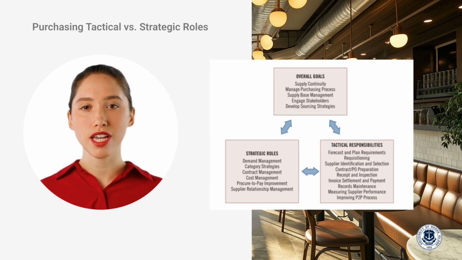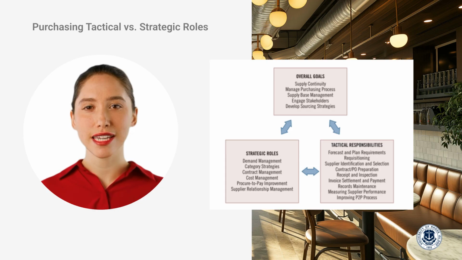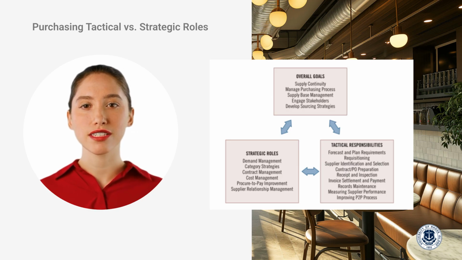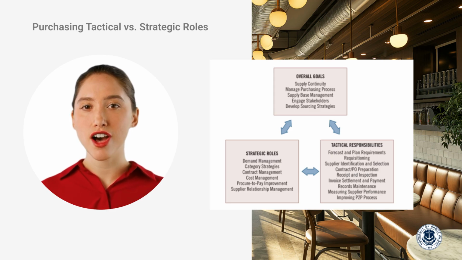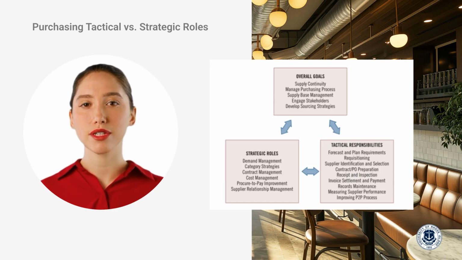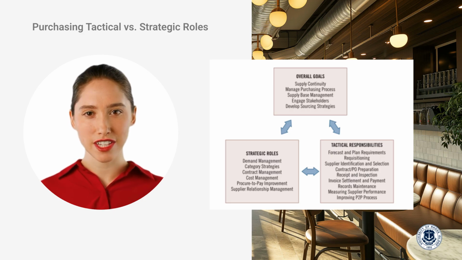Purchasing has both tactical and strategic responsibilities. Tactically, purchasing ensures supply assurance, sourcing the right products or services at the right price, specification, quantity, and time. It includes responsibilities such as contract and purchase order prep, records maintenance, and improving the P2P process. Strategically, purchasing must influence and shape long-term business performance. This includes building strong supplier relationships, embedding procurement experts within stakeholder groups, and contributing to organizational competitiveness.